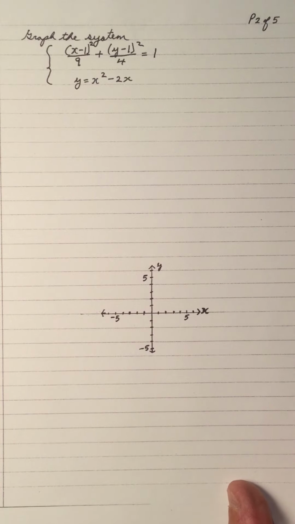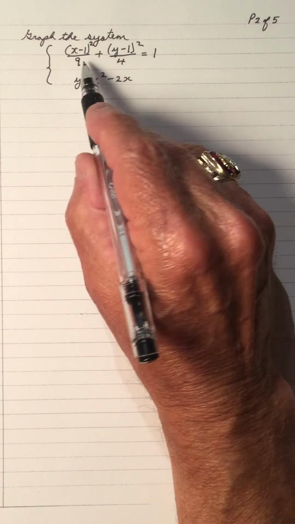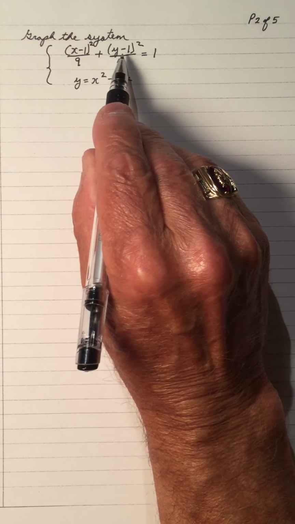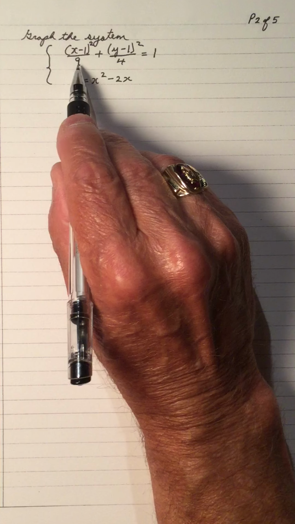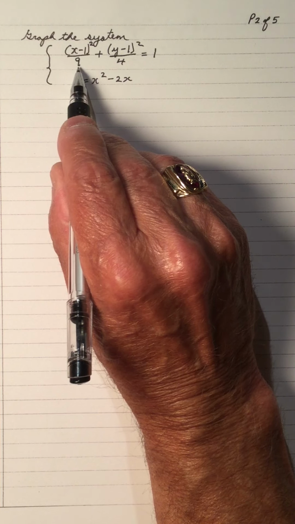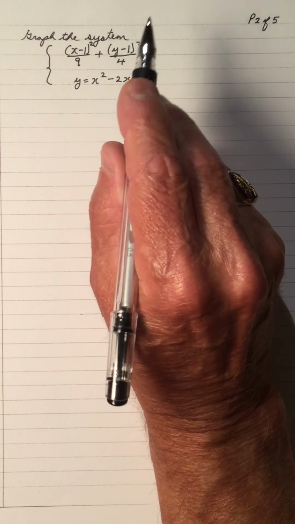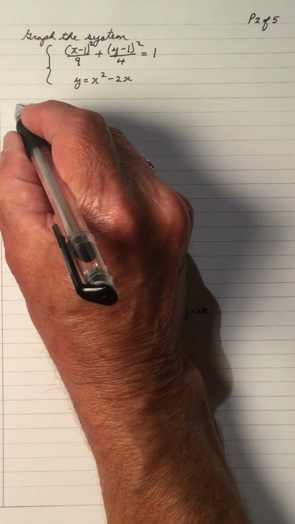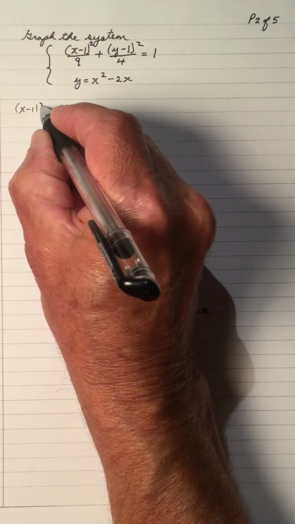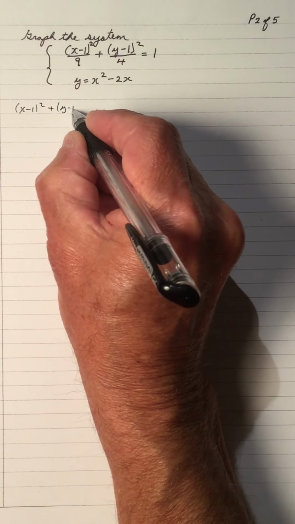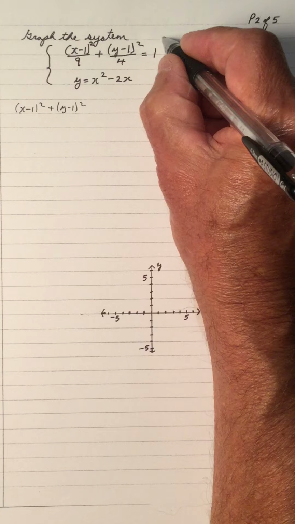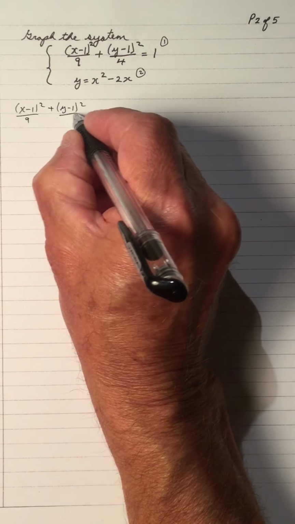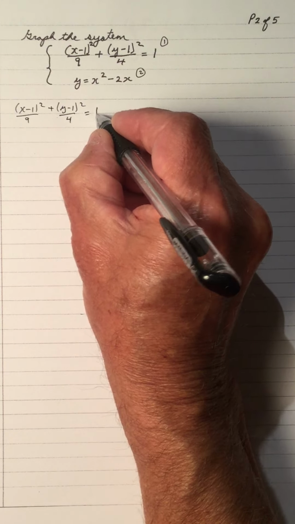Graph the system. The system has an equation of an ellipse which has a center of (1, 1), a horizontal stretch of 3 and a vertical stretch of 2, and we have an equation of a parabola. So the ellipse is here. Write the first equation down. This is number 1, and this is number 2, and that's (x - 1) squared over 9, (y - 1) squared over 4, equals 1.